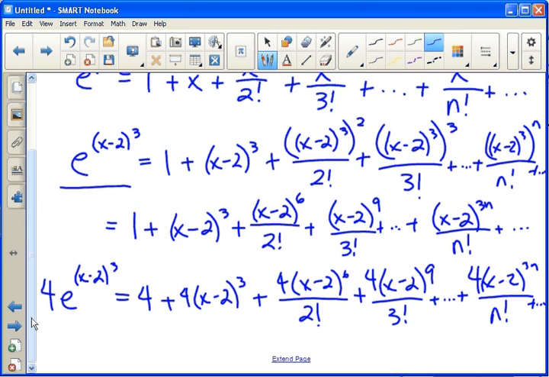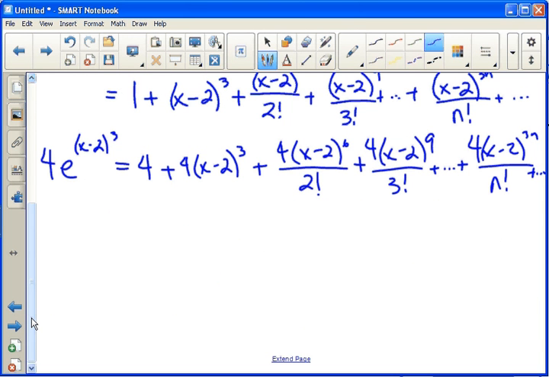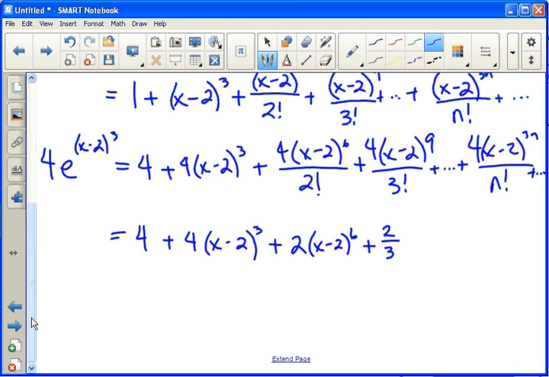4 over 2 factorial is just 2. 4 over 3 factorial is 2/3. And then there's nothing really more we can do to simplify that. And I'm out of room for the plus dot dot dot, but you should have one after that. Alright, that's number 6. Last one, finally.